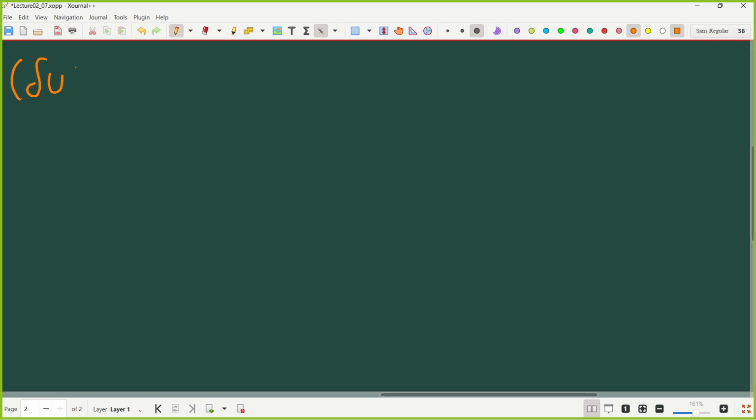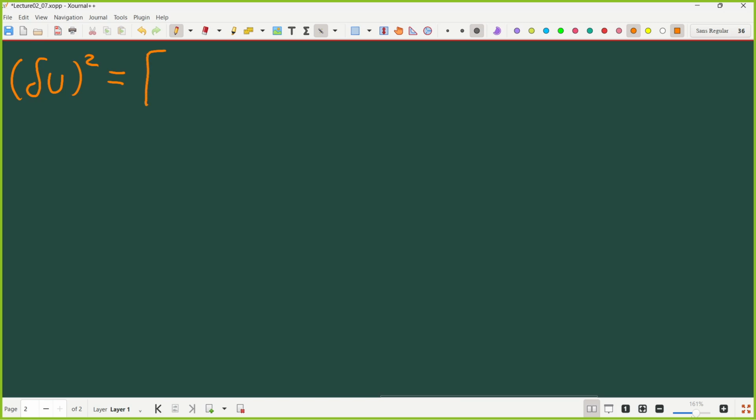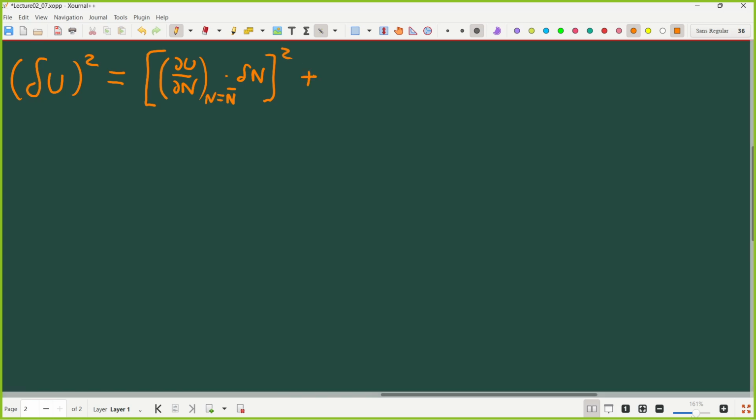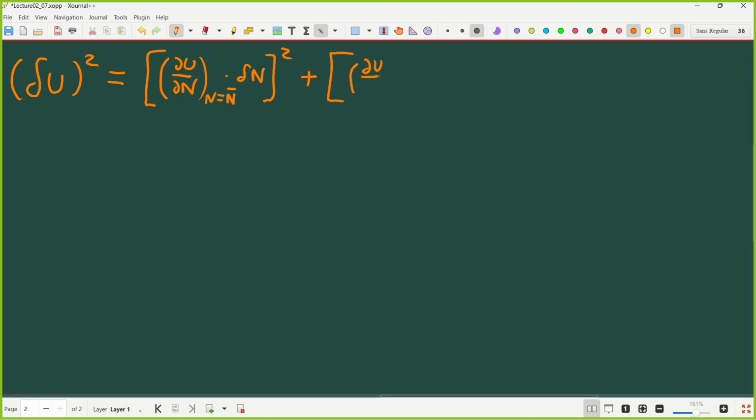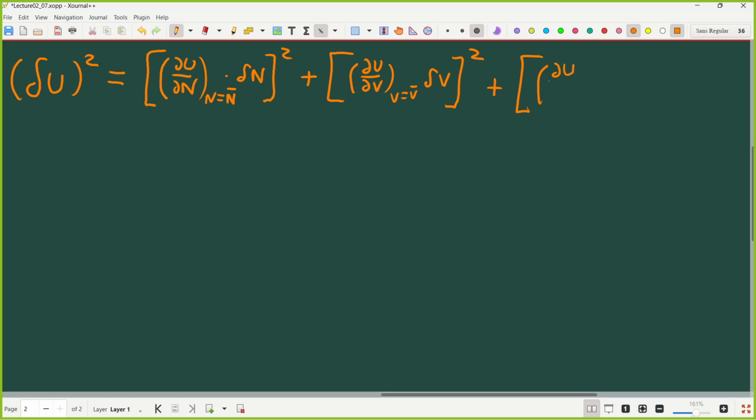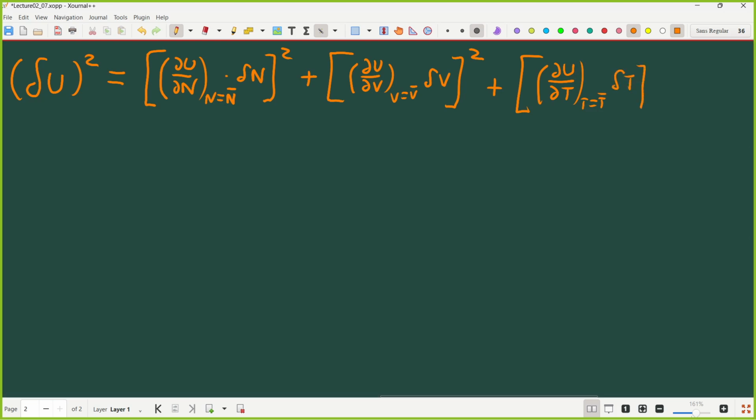is that delta u squared is equal to the partial derivative of u with respect to, let's say, n, where n is evaluated at the value we measure, times the error in n, squared, plus the partial derivative of u with respect to v, where v has been evaluated at v prime, times dv, the error in v that we measure, squared, the uncertainty in v, plus the same thing for temperature: du dt, t evaluated at t prime, times dt squared.